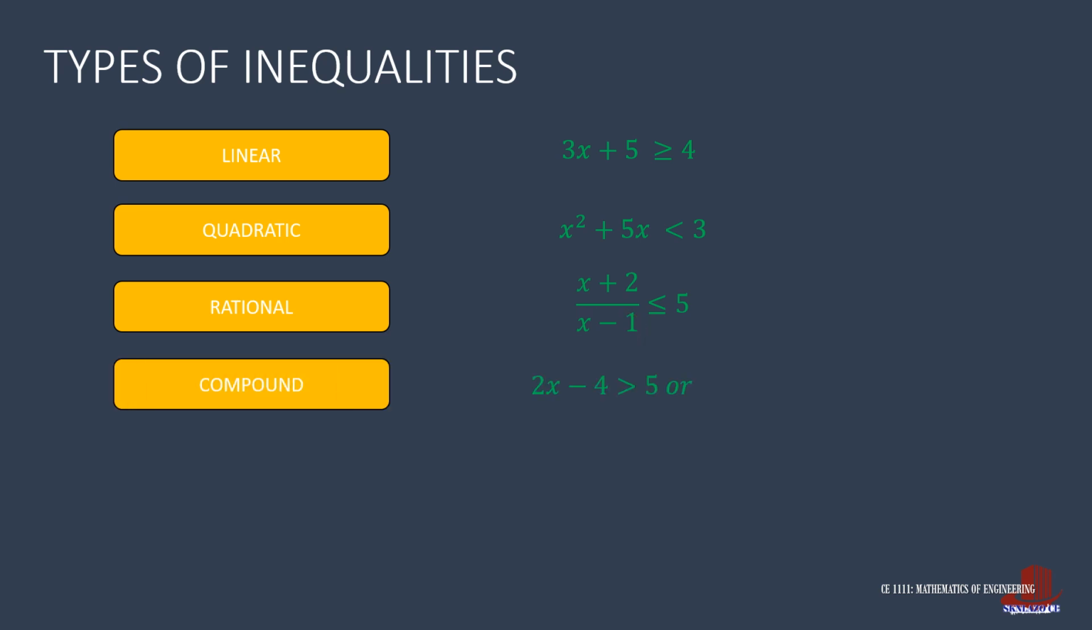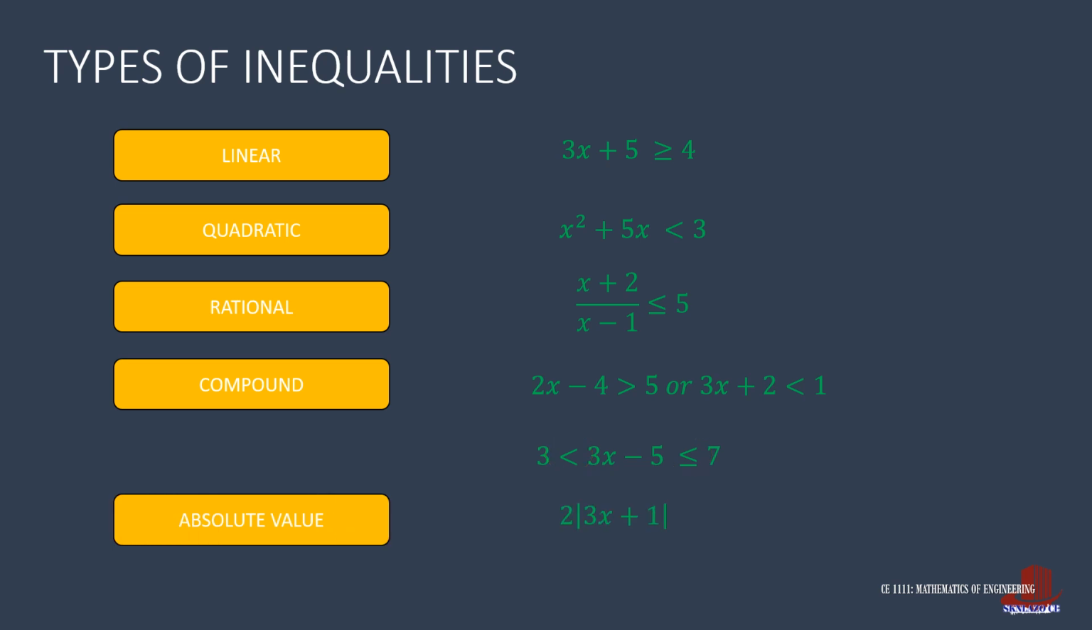The fourth type of inequality is compound, which can come in 2 different formats. The first format contains 2 inequalities connected by and or or. The second configuration of compound inequality is a series of inequalities connected by 2 operators. The last type of inequality is absolute value, which includes a modulus. Each of these types of inequalities has a distinct operation to get solved.